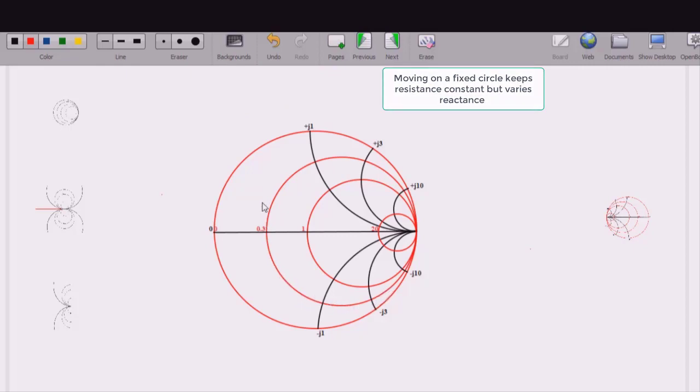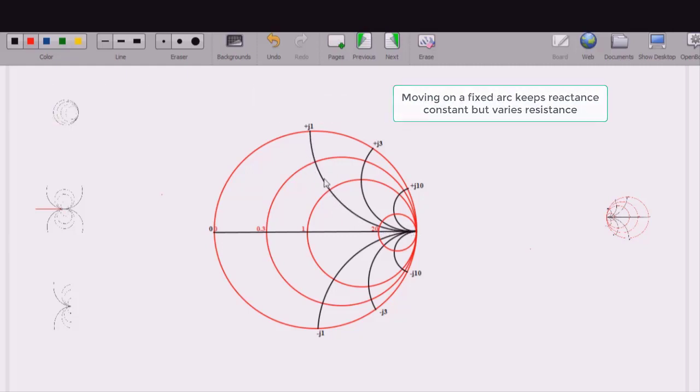But since you are moving, something is varying. That variation is nothing but the variation in reactance. Same is true for the arc. As long as you move on any of these arcs, the value of reactance is not going to change. It will remain fixed. Suppose I am moving on this arc, it means that I am moving on a reactance whose value is what?